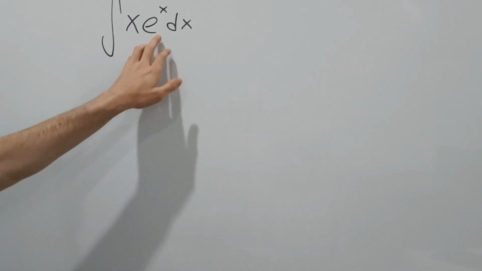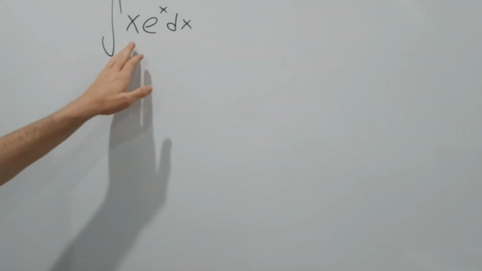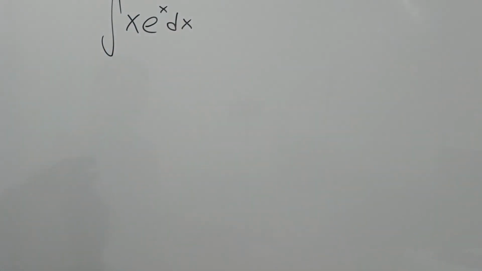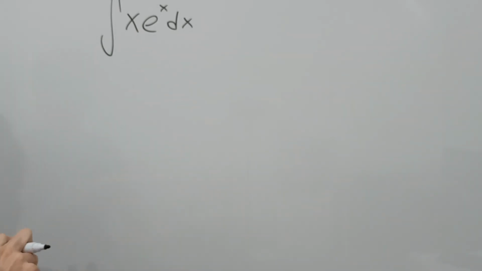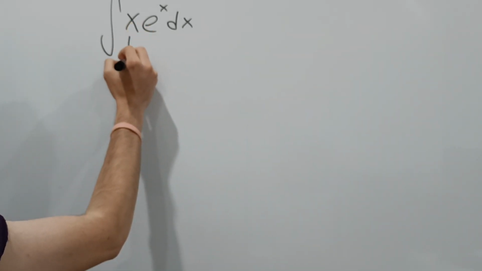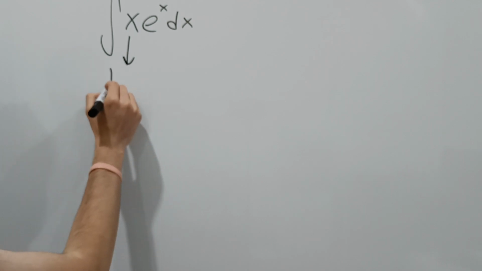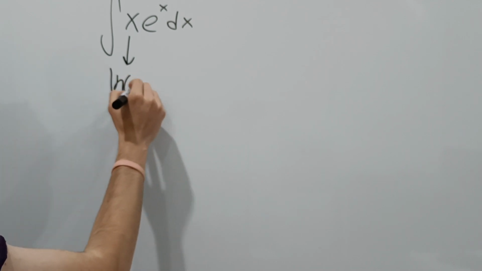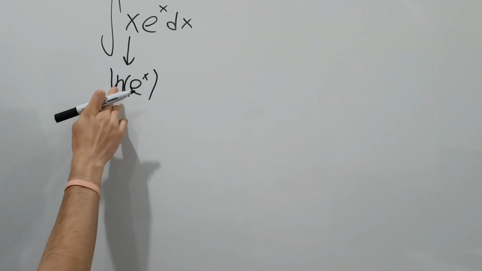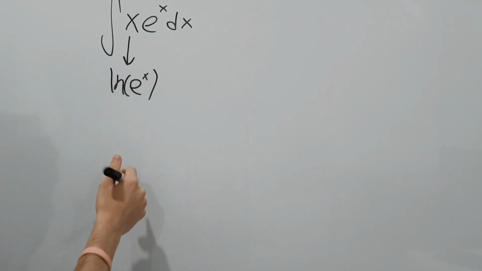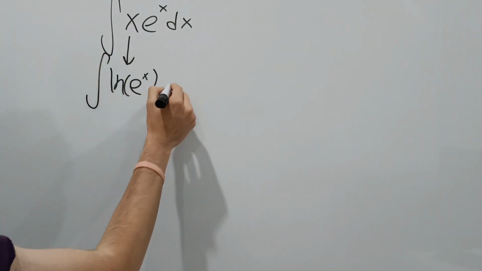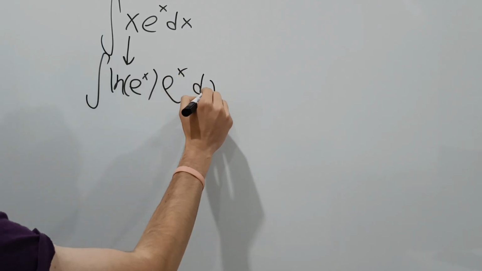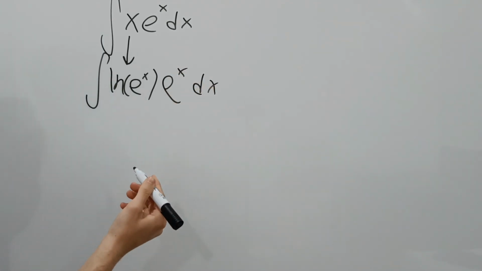of x times e to the x. And you can solve it with integration by parts. I'm sure it's pretty easy, but I'm going to show another way of solving it. So first, this x can be rewritten as natural log of e to the x, because the natural log and the e will cancel each other out. So we can rewrite this integral as the integral of natural log of e to the x times e to the x dx. Now we can make a u substitution.